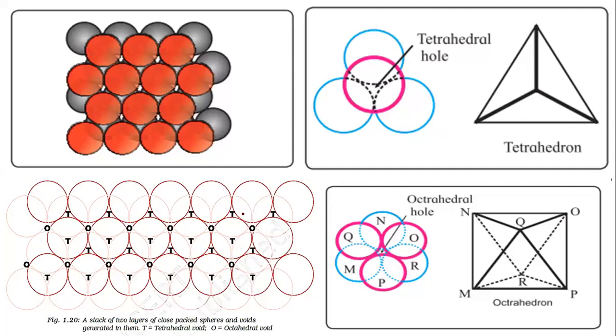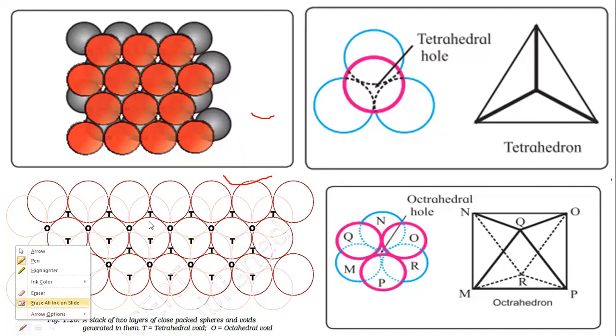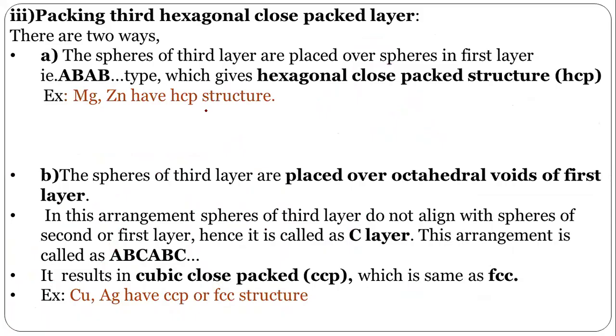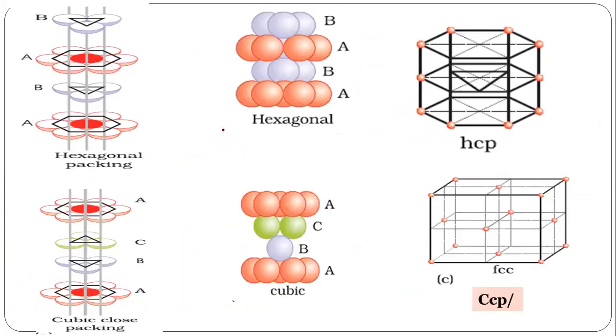These two diagrams are the same, only one is shown with colored balls, and the other is shown with only circles. I have shown these two diagrams for the understanding purpose. Whatever diagram you understand, we can follow. I am not wasting much time on close packing structure.